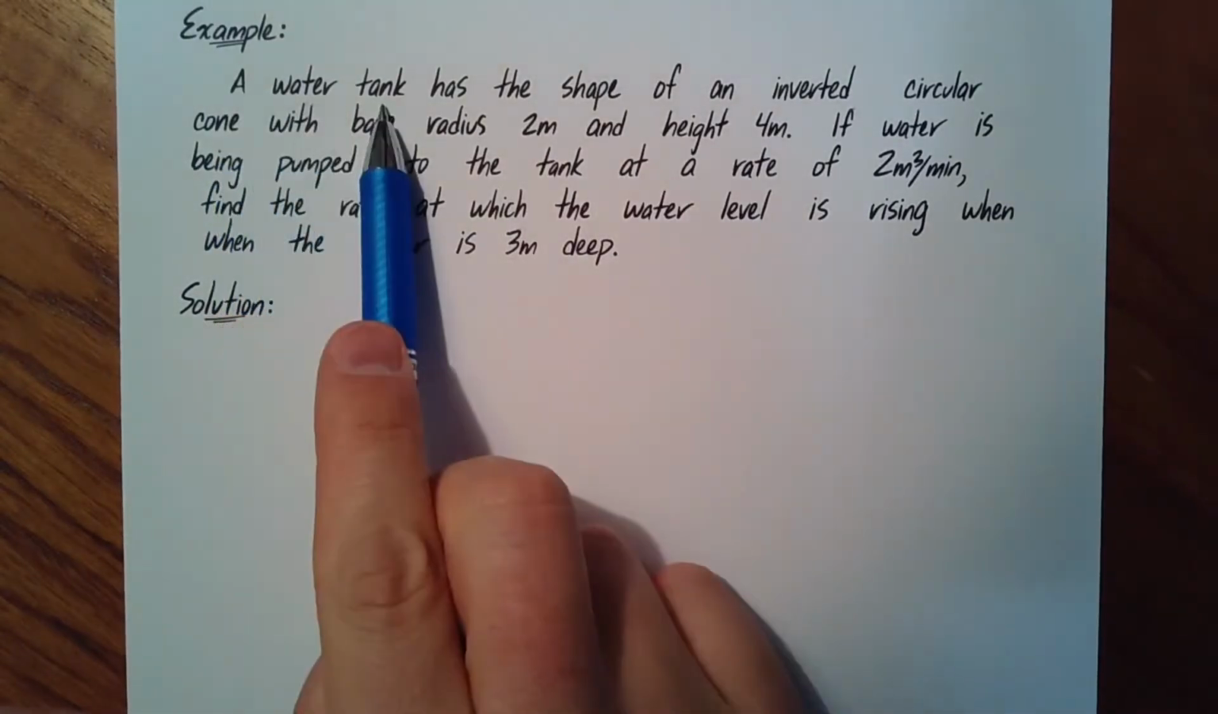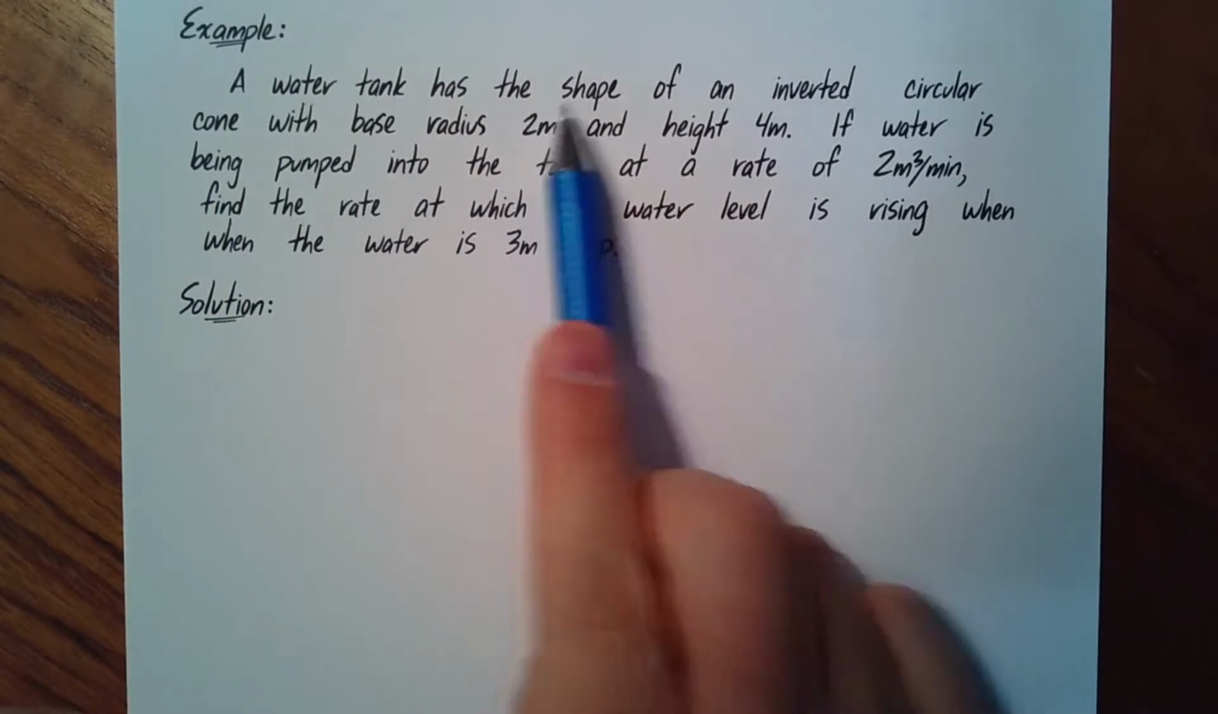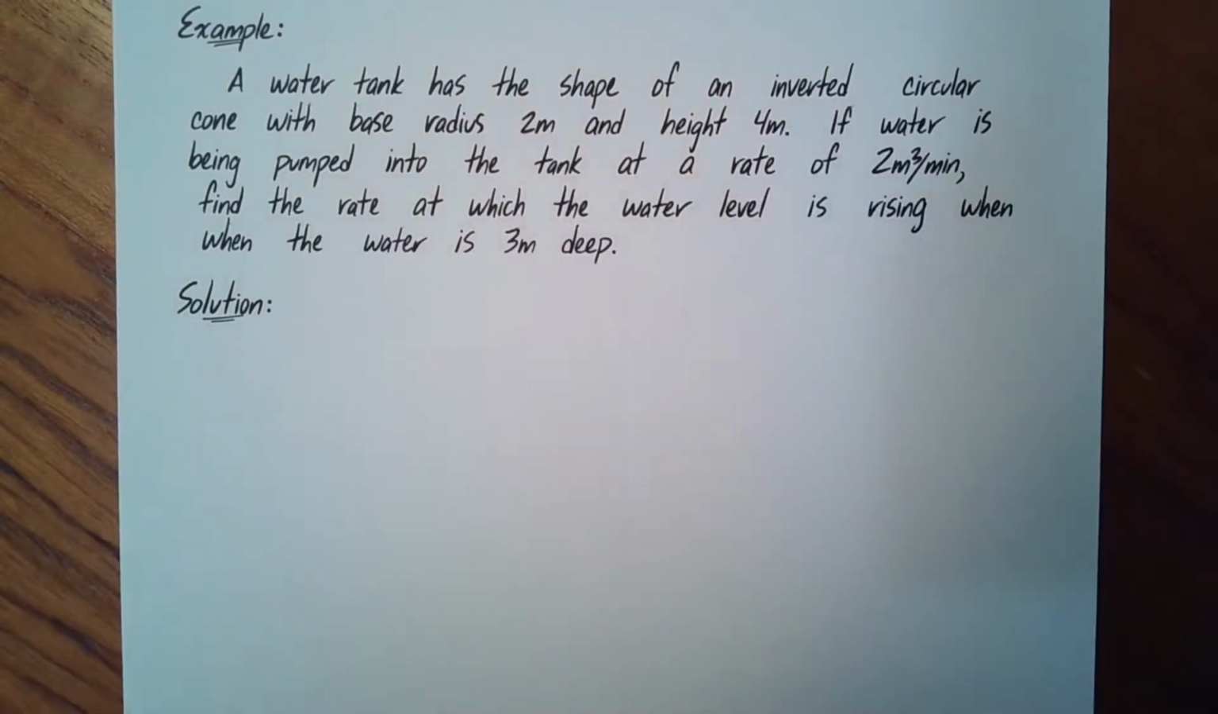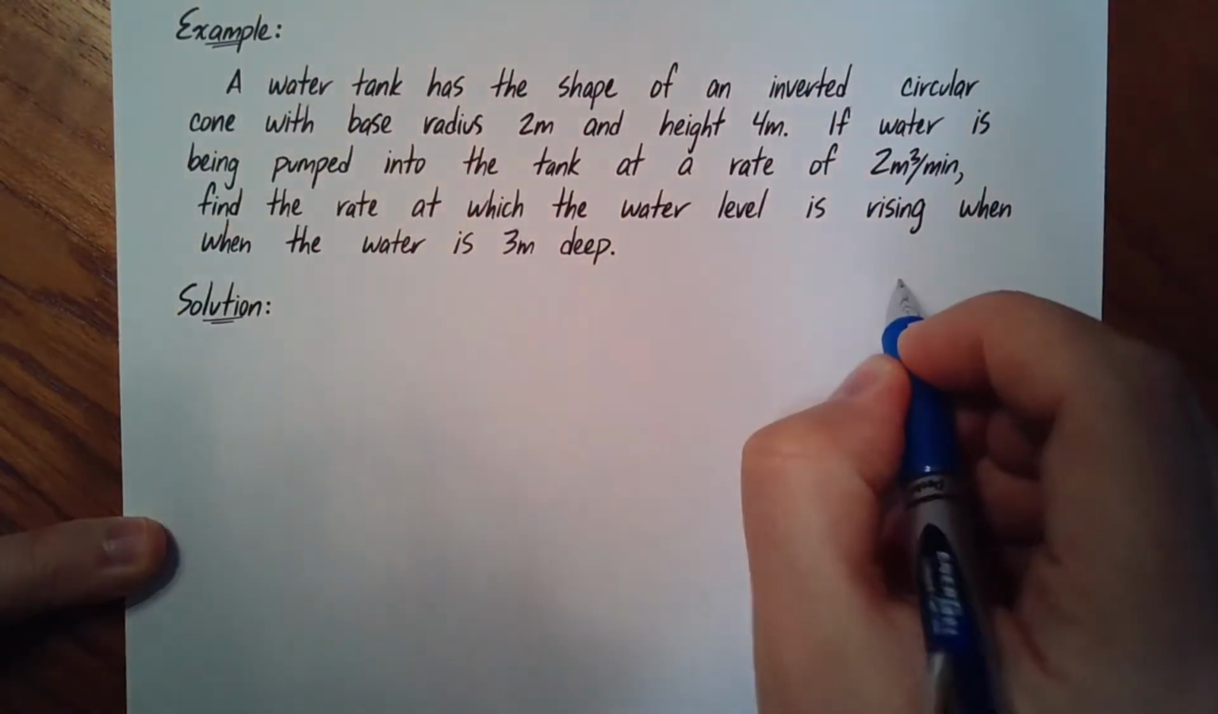We have a water tank, and it is in the shape of an inverted circular cone. So there's a couple things going on here. A circular cone just means a cone where the base is a circle, because in general you can have cones with any polygon for the base. So this just means we have a circle for the base of the cone. And then inverted means it's upside down. So really all that means is you've got something like this.